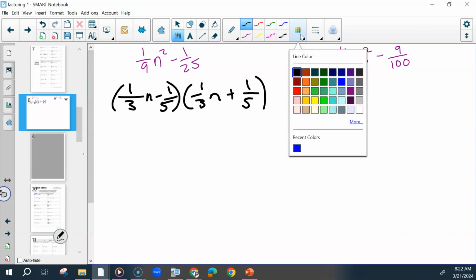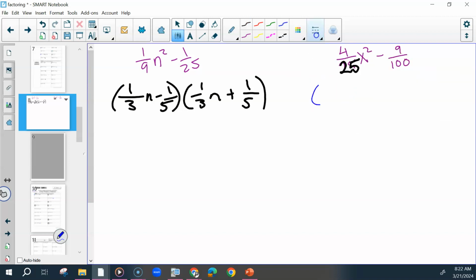So then what would the second one be? 2 over 5x minus 3 over 10, and 2 over 5x plus 3 over 10. So as long as you know what you're looking for, you can do this for any problem.